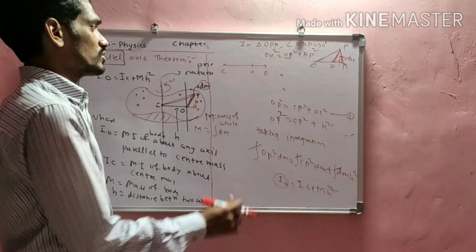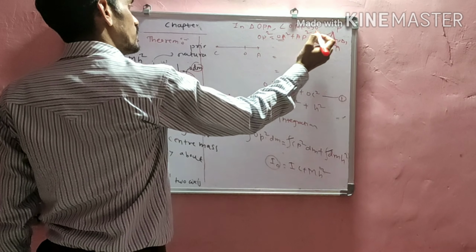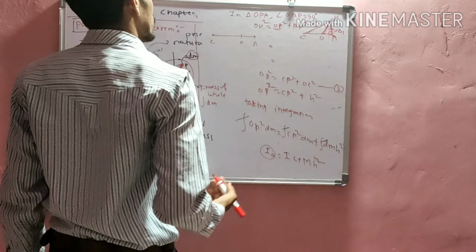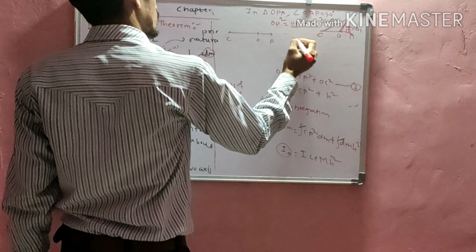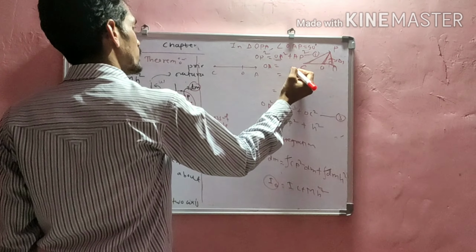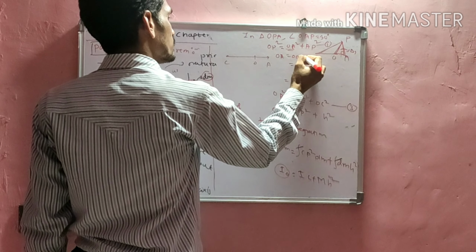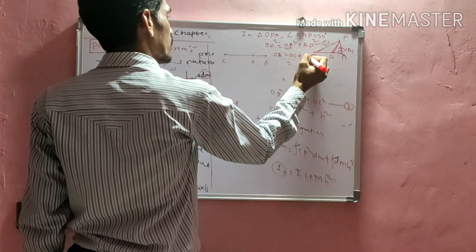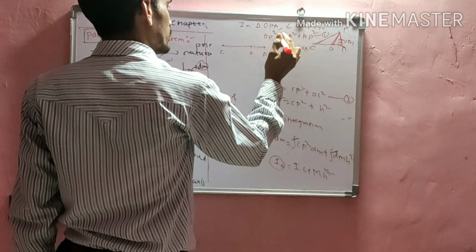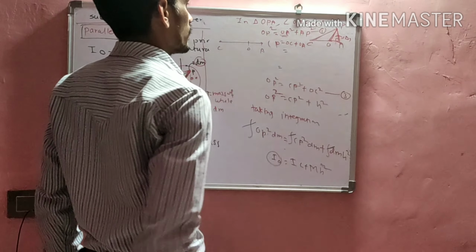For betweenness, give the equation number first. This is third, and here we get second. So what is our betweenness? OA is equal to what, students? Give me the answer in the comment box. CP is equal to OC plus OA.